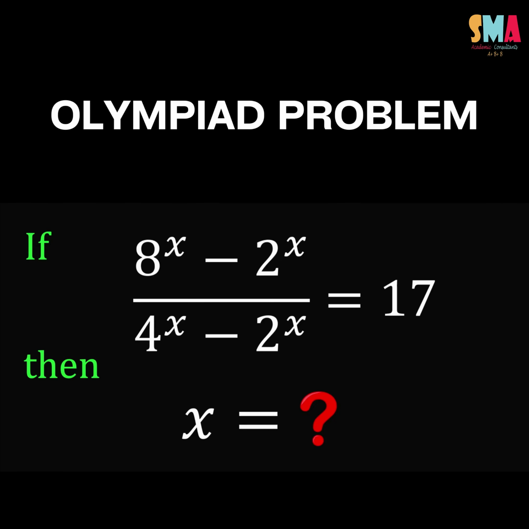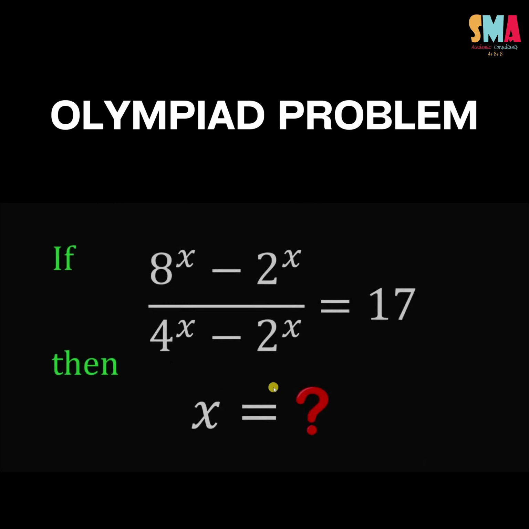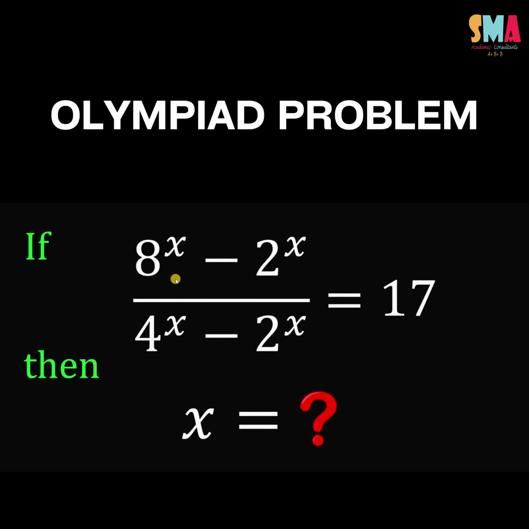Can you solve this math challenge? Here's the question. If 8 raised to x minus 2 raised to x, all over 4 raised to x minus 2 raised to x, equals 17, then our goal is to find the value of x. Now, you can pause this video if you want to give this problem a try.